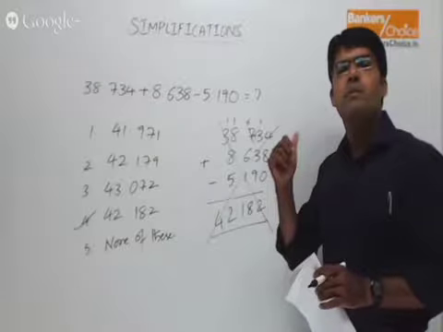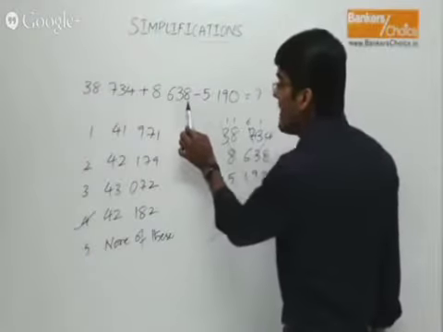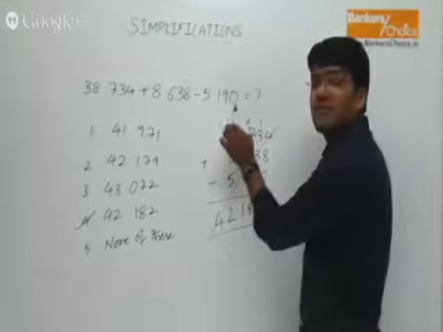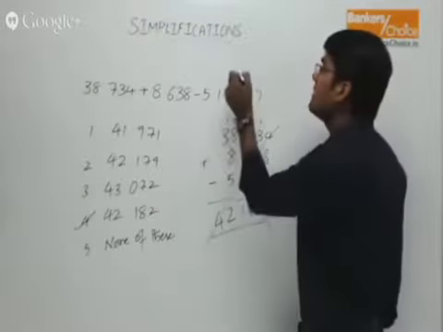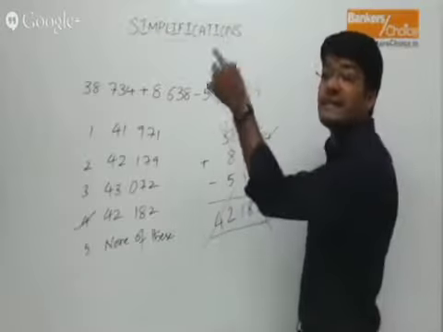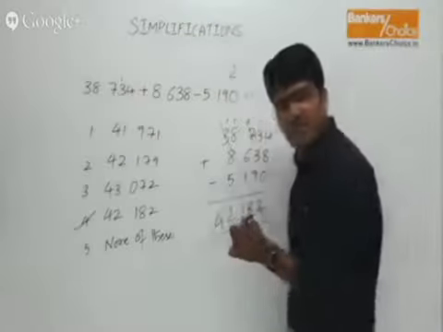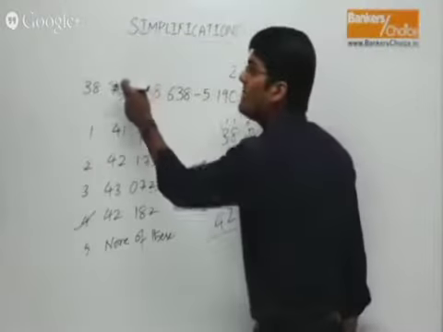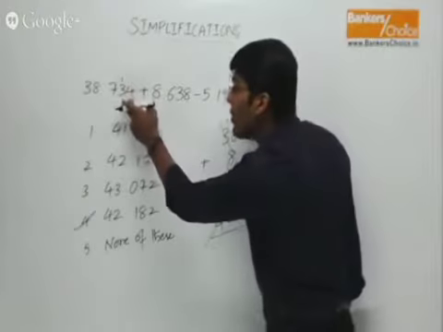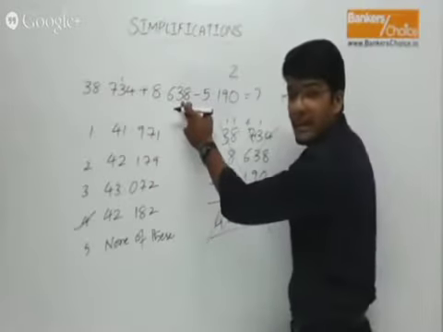So what do? 4 plus 8, 12. 12 minus 0. 12 minus 0 is what? 12. So we get 2 in the answer. 1 gets carried forward to the next place. Yes or no? Now add 1 plus 3, 4, 4 plus 3. Are you able to follow?